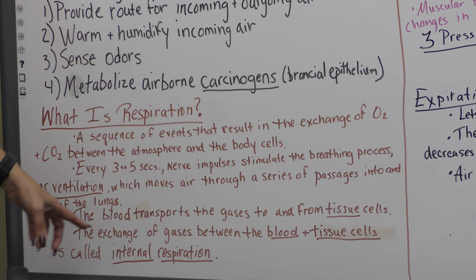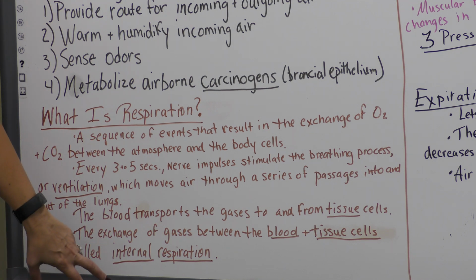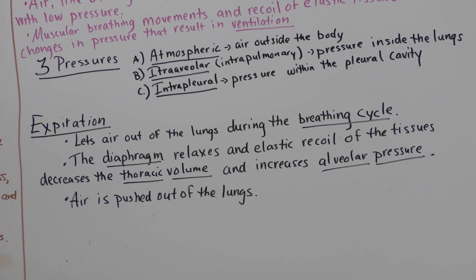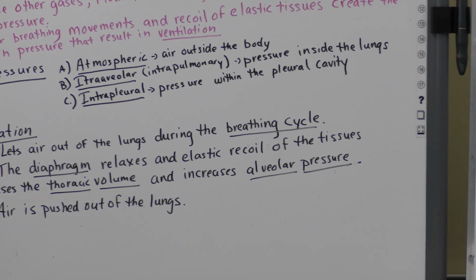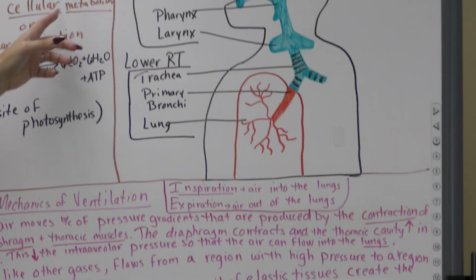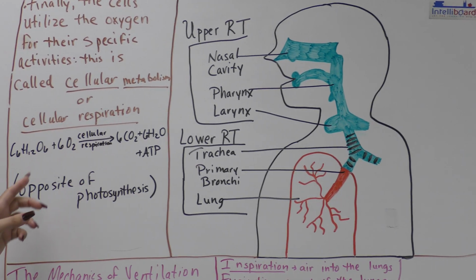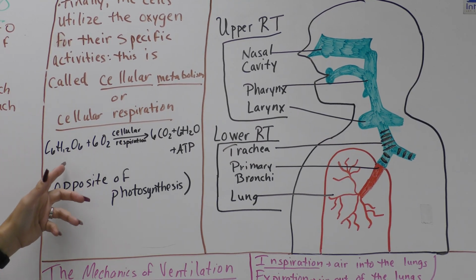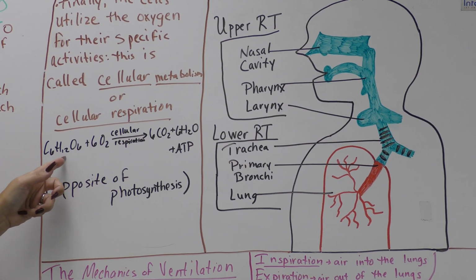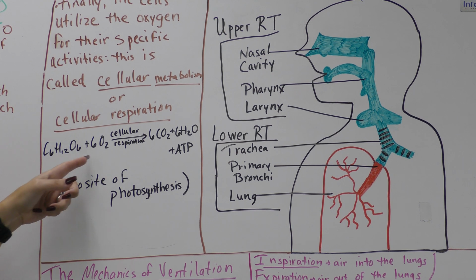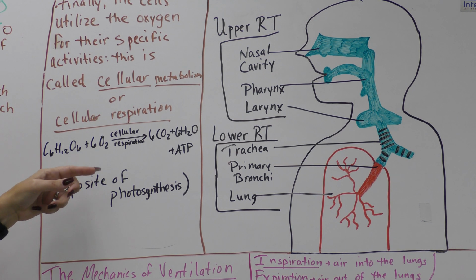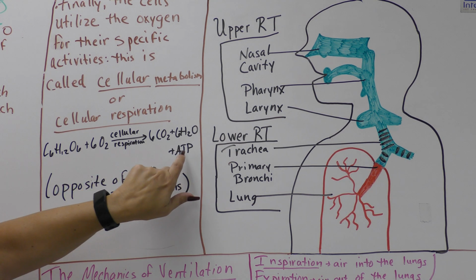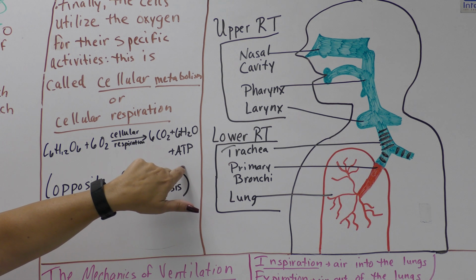And then the exchange of gases between the blood and tissue cells is called internal respiration. And finally, the cells will utilize that oxygen for their specific activities. That utilization of oxygen is called cellular metabolism or cellular respiration. And what I've done for you here is written out the equation for cellular respiration. This C6H12O6 is glucose, sugar that you take into your body, your food, plus the oxygen that you breathe in. After it goes through all of those processes, you exhale carbon dioxide and water and this little tiny molecule called ATP, and that's where we get energy.